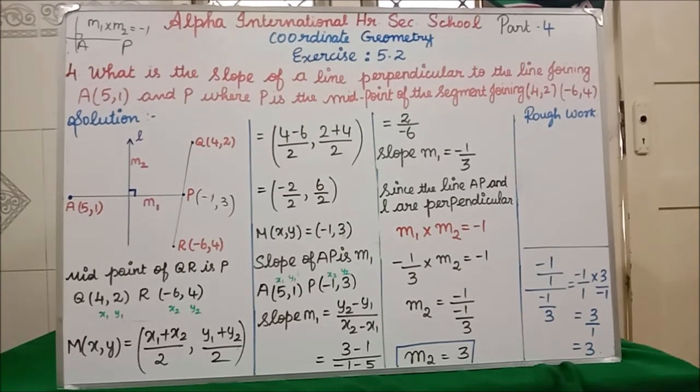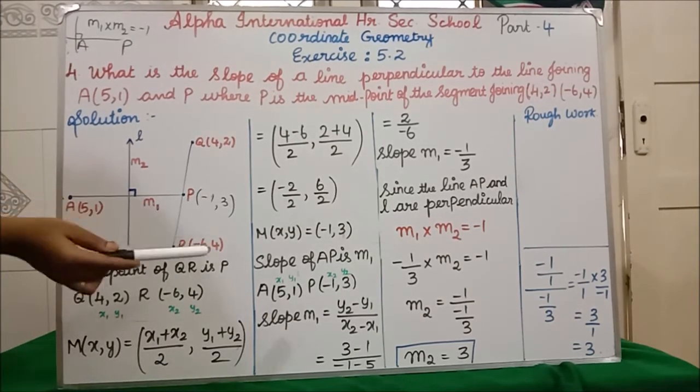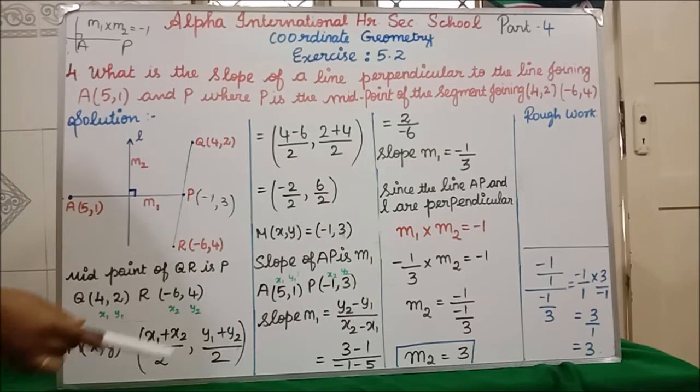The slope of AP is m1 we have taken. The A value they have given in the question itself: A is (5, 1). P value we have found is (-1, 3). This is our x1, y1 and that is our x2, y2. If two points are given, what is the formula for finding slope? Slope m1 is equal to (y2 minus y1) divided by (x2 minus x1). That is our formula.